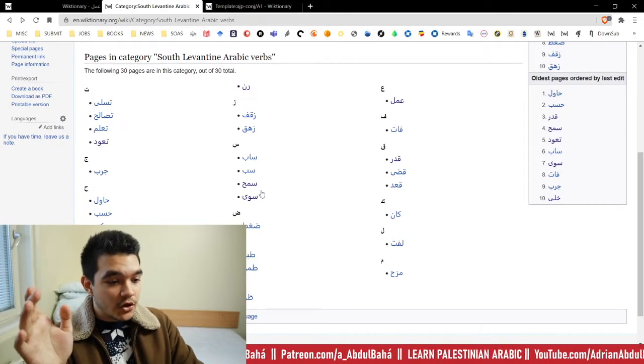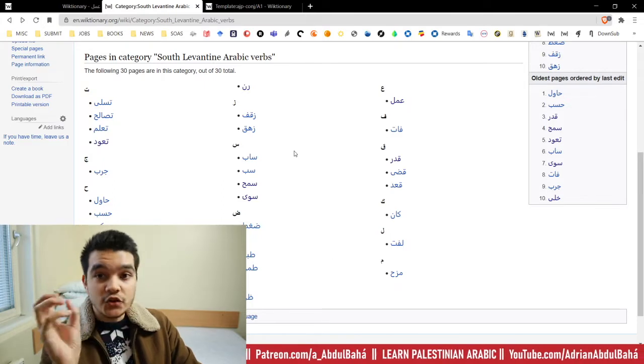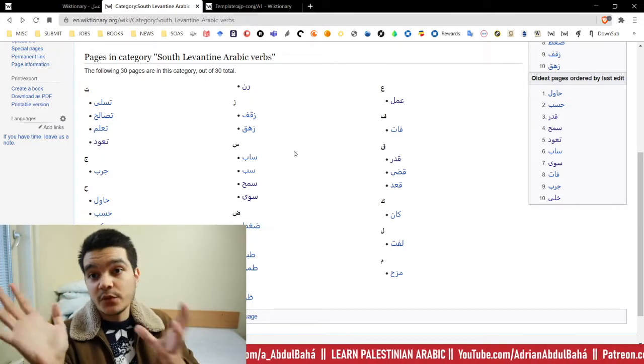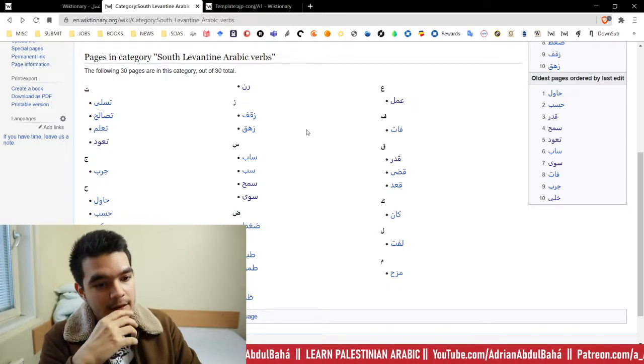Now, everything on here is stuff that I've added using the charts that we created. I want to say we because he's the one who made the ones for Moroccan, and then I just adapted them.